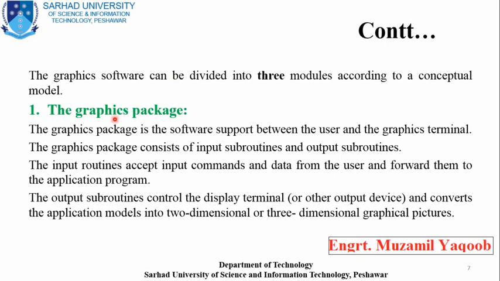The first says that the graphical package is the software support between the user and the graphical terminal. In other words, it consists of input and output subroutines. For example, the user inputs commands and data and forwards them to the application program, and the output controls the display terminal and converts the application model. For example, if the user is working in two dimensions, it will convert into two dimensions; if the user is working in three dimensions, it will convert into three-dimensional graphical pictures. So this is the first module.